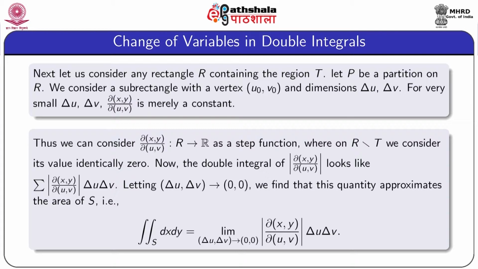Now, the double integral of the Jacobian looks like the summation of mod del(x,y) over del(u,v) times delta u delta v. We let the ordered pair (delta u, delta v) tend to (0,0). We find that this quantity approximates the area of S, that is, the double integral over S of dx dy equals the limit of the sum of modulus del(x,y) over del(u,v) times delta u delta v as the ordered pair (delta u, delta v) approaches (0,0).